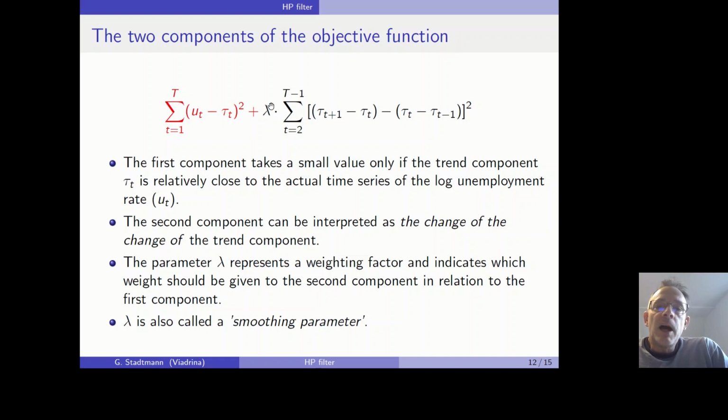The parameter tau, which is in front of the second sum sign, represents a weighting factor and indicates which kind of weight should be given to the second component in relation to the first component. Tau is also called a smoothing parameter, because the larger tau, the smoother the trend component will be.